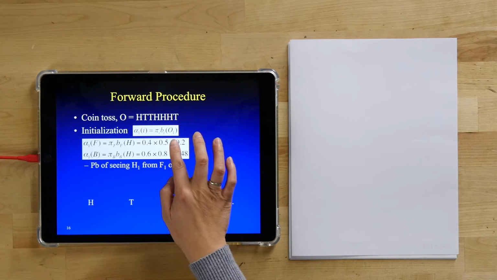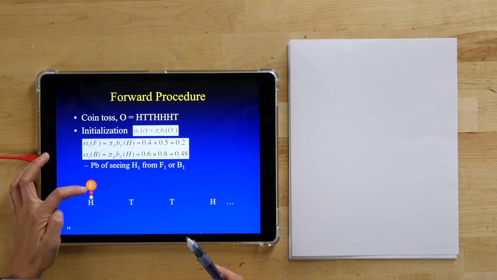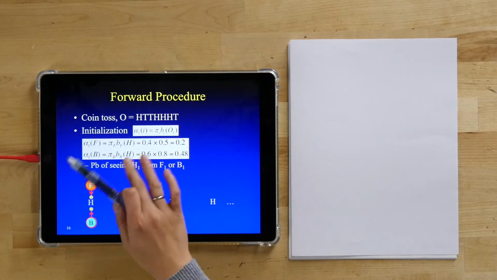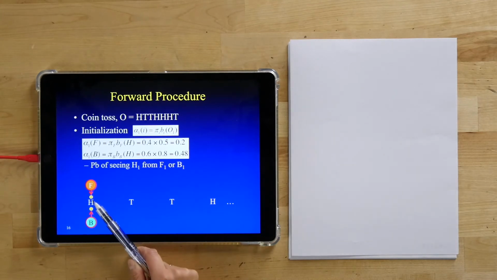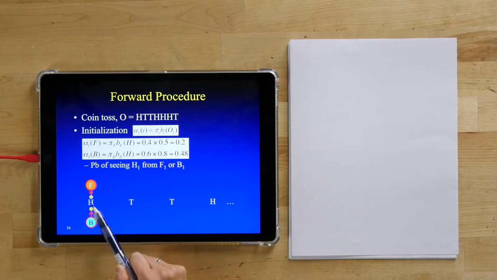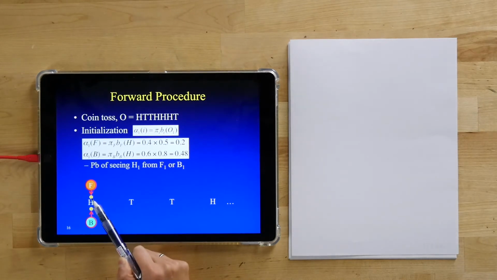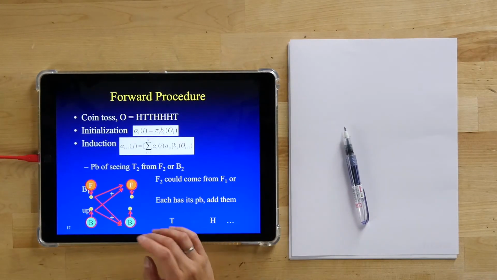So that's your initialization. You can see here, this number is the alpha 1 from the fair coin, and then we do the biased one. The yellow numbers here are the alpha numbers. If you want to understand what this red dot means, it's: in order to see this coin flip and all the coin flips before, what is the probability that this is coming from, for this coin, a fair coin or a biased coin? The first one is very easy.